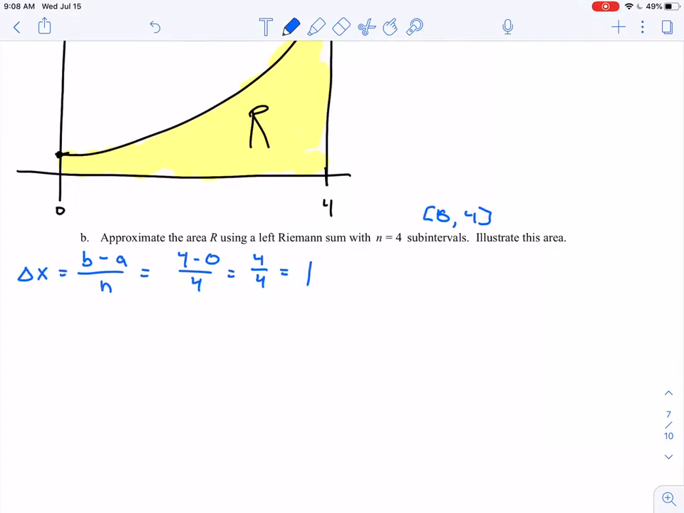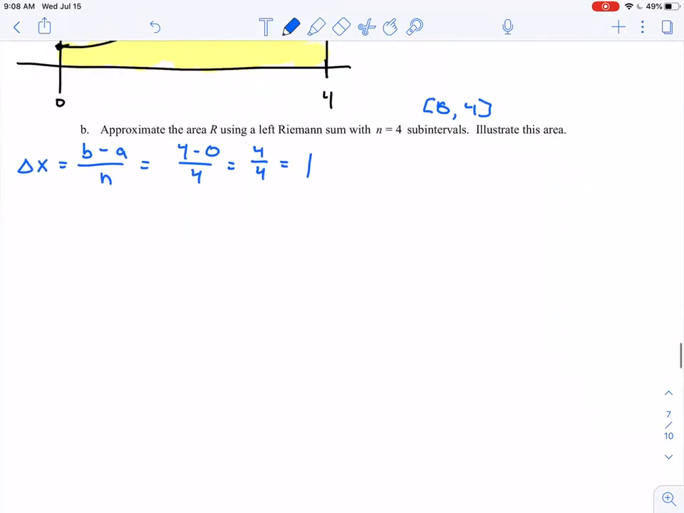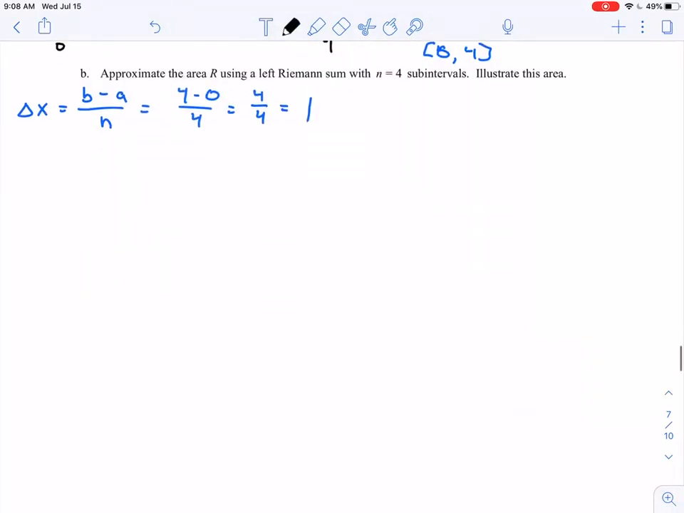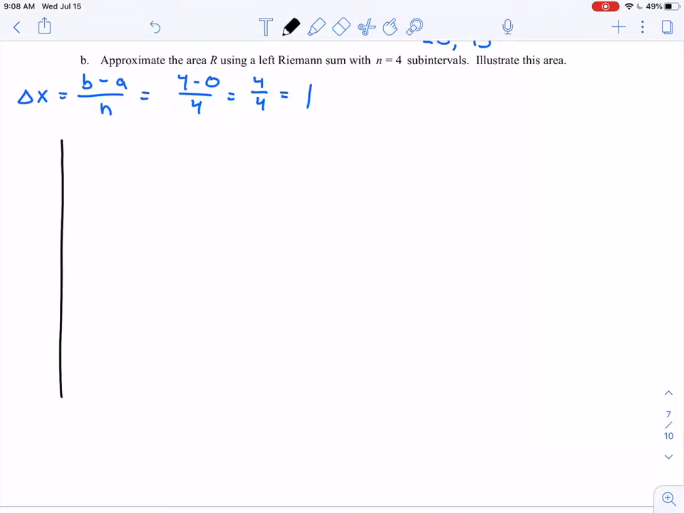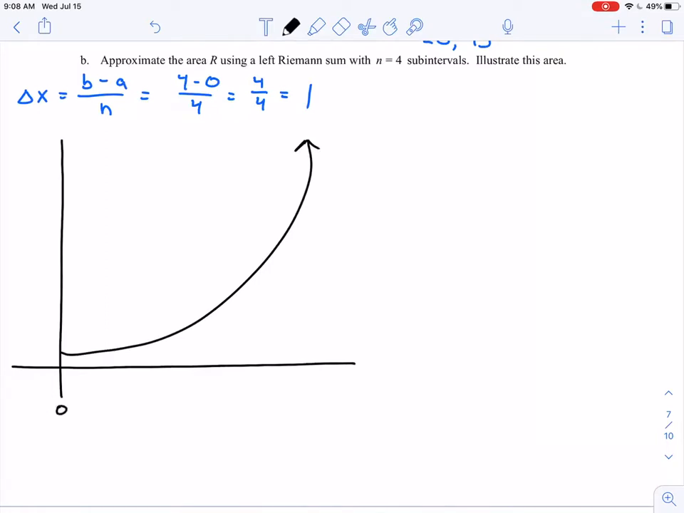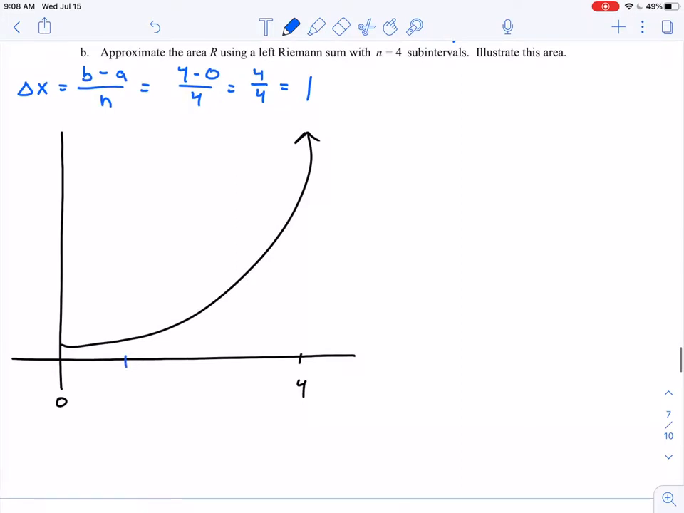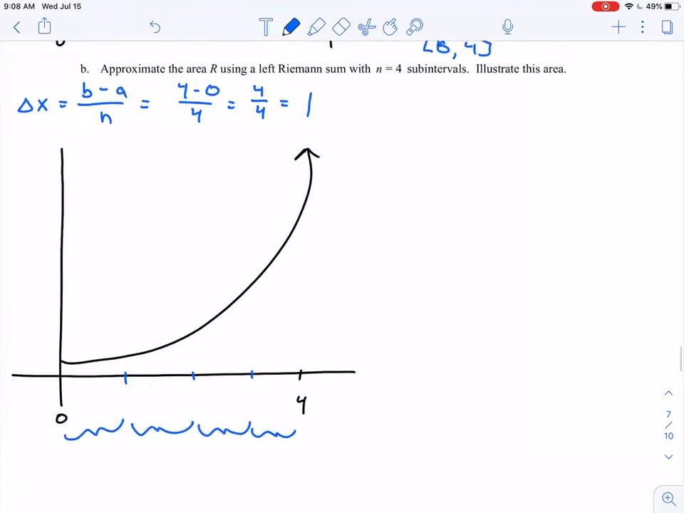So I'm going to sketch in this area just to see what it looks like. I'm going to sketch my region that we're looking at one more time. Okay, here's our region. Perhaps it looks something like this. We want to go from 0 to over here is 4. So I'm cutting this up into 4 subintervals. Here's maybe 1 subinterval, here's 2, here's 3, here's 4. And each one of these subintervals should have the same width. Each one of those subintervals should have a length of 1.